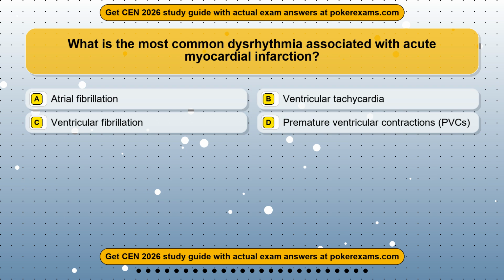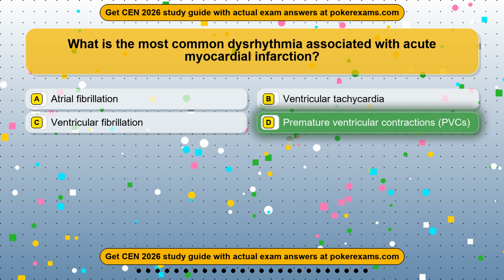Question 6. What is the most common dysrhythmia associated with acute myocardial infarction? Option A, atrial fibrillation. Option B, ventricular tachycardia. Option C, ventricular fibrillation. Option D, premature ventricular contractions, PVCs. The correct answer is Option D, premature ventricular contractions, PVCs.